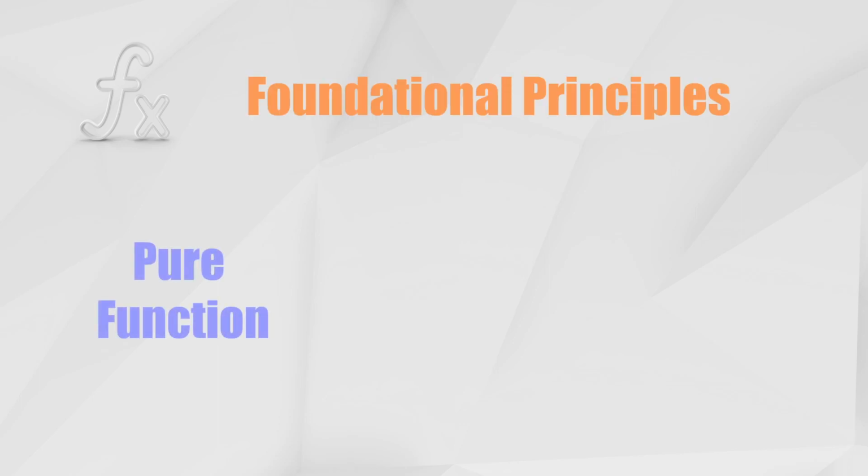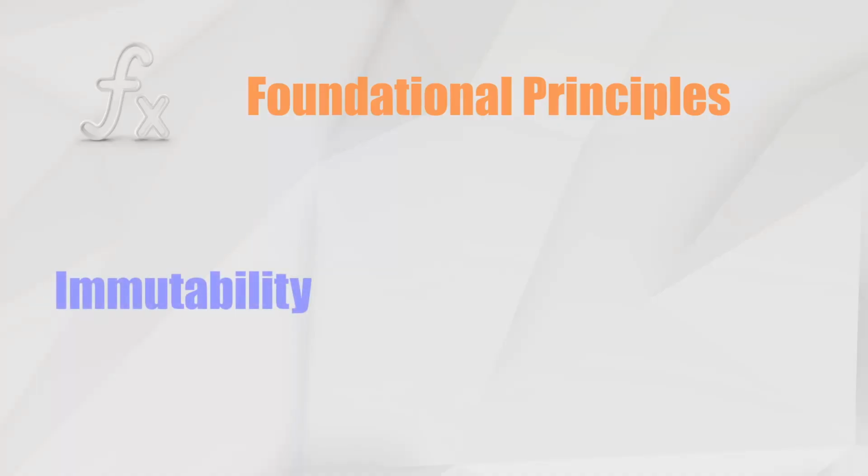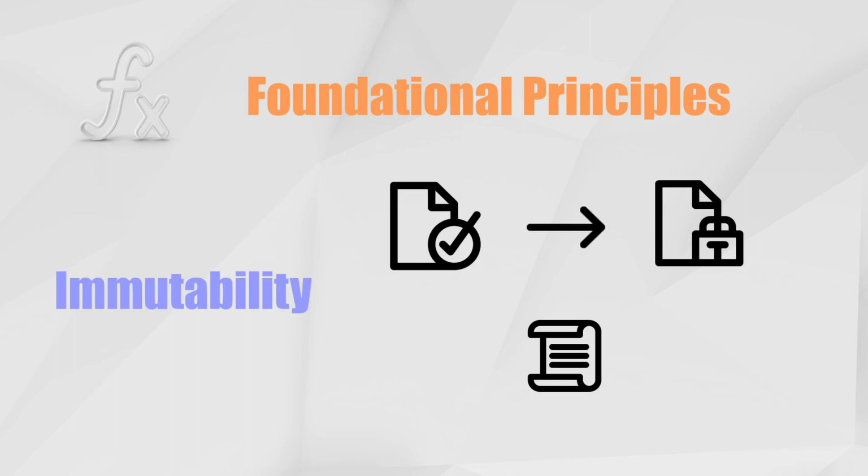Functional programming has the following foundational principles. Pure function. It's a function that produces the same output given the same input. It has no side effects because it doesn't have an external impact. Immutability. Once the data is created, it cannot be modified. It preserves the initial state and prevents side effects. New data can be added by applying functions to existing data.